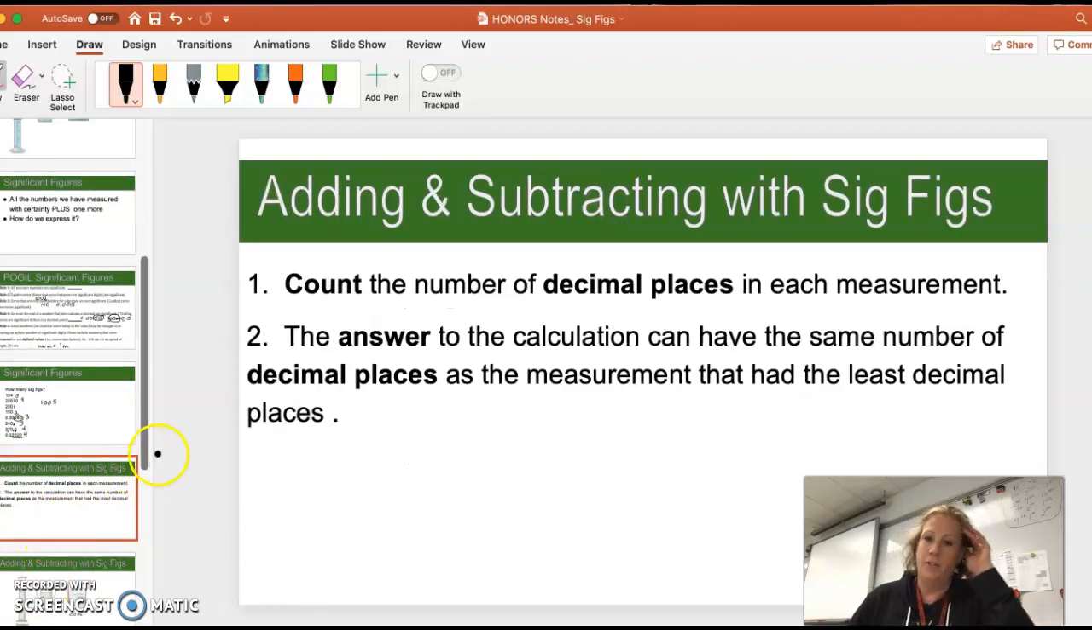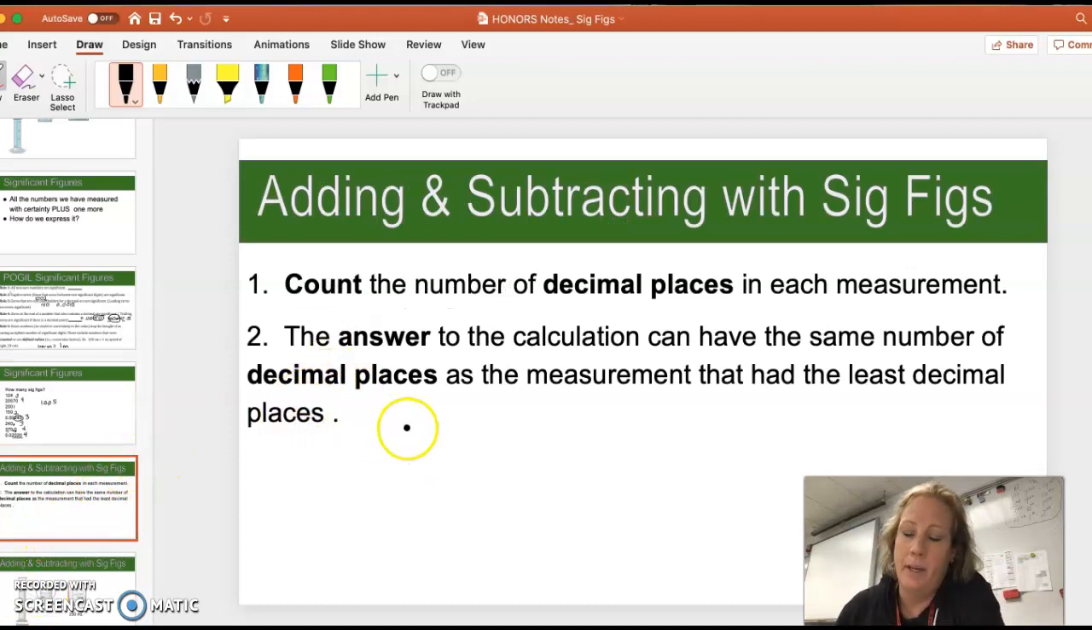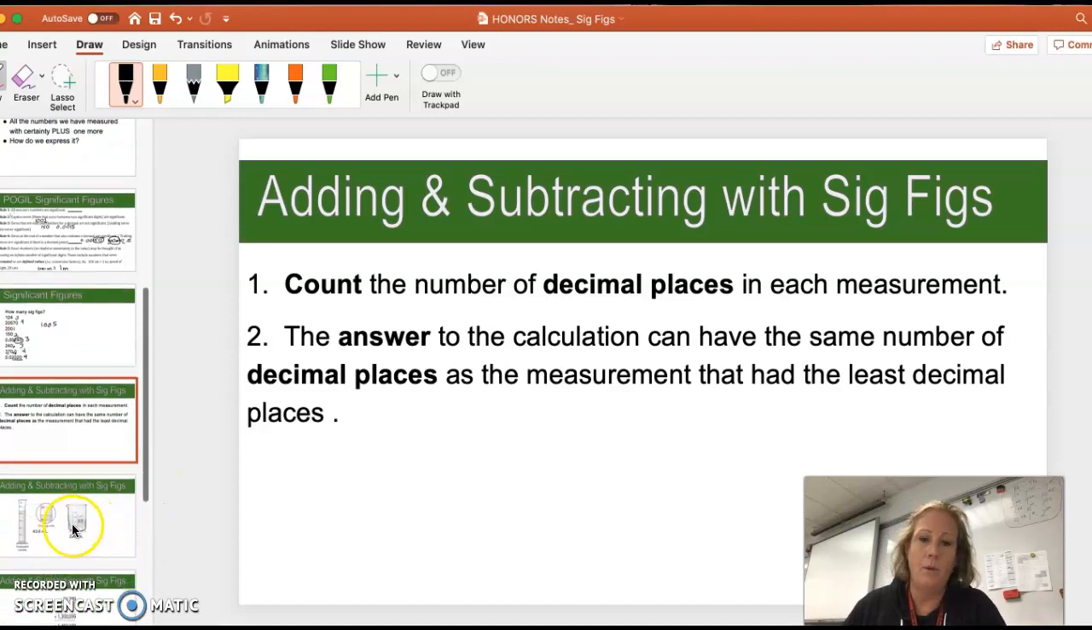The rules for addition and subtraction now, those are important because this would be like when you're in the lab, your answer can't be any better than whichever instrument you used that was the least precise. So our rules for adding and subtracting are that we would just go with the least amount of decimal places.